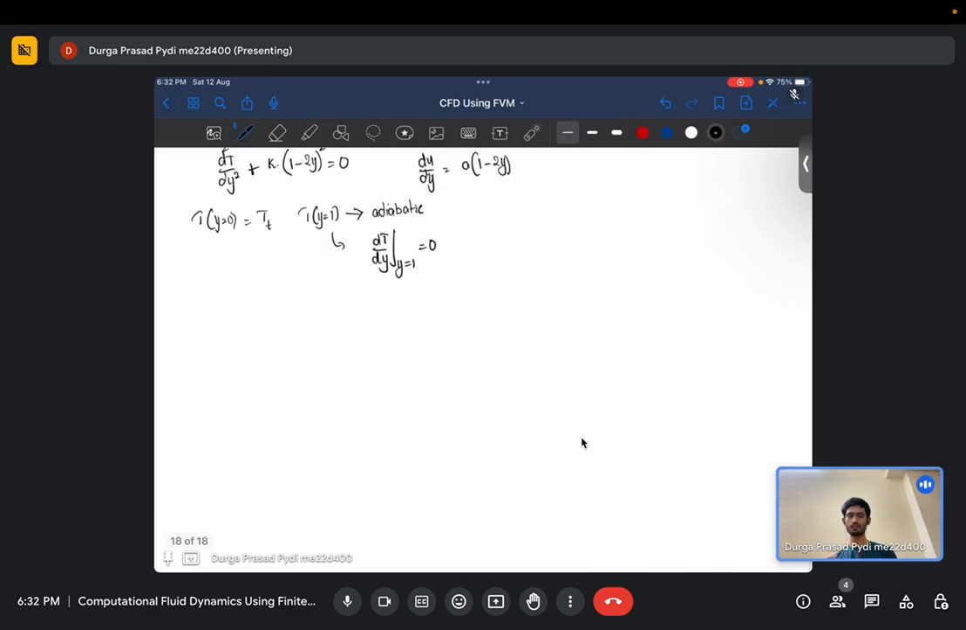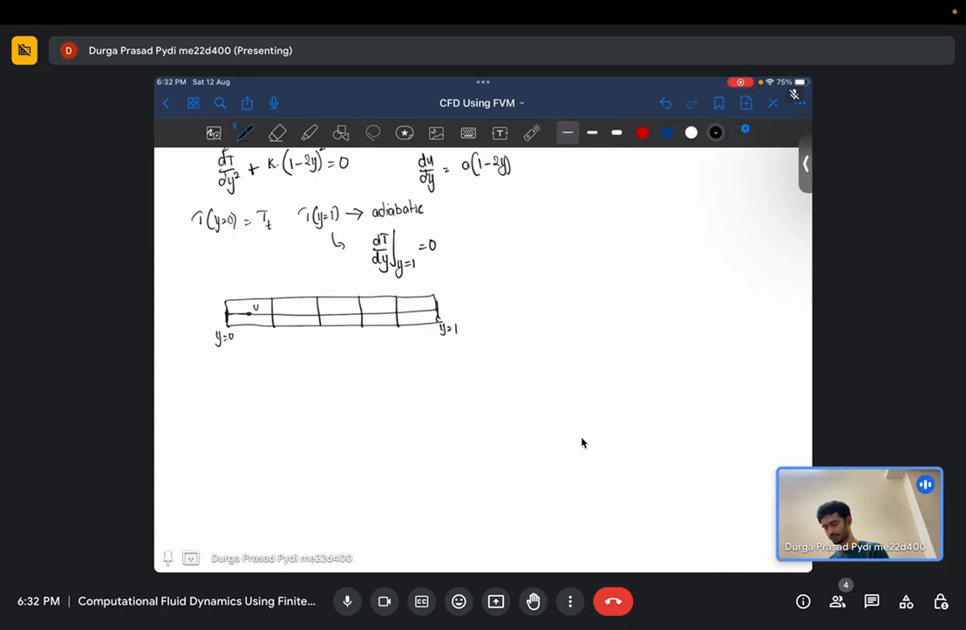So naturally the first step is again to have your grid from y equal to 0 to y equal to 1, and then you have your cells.